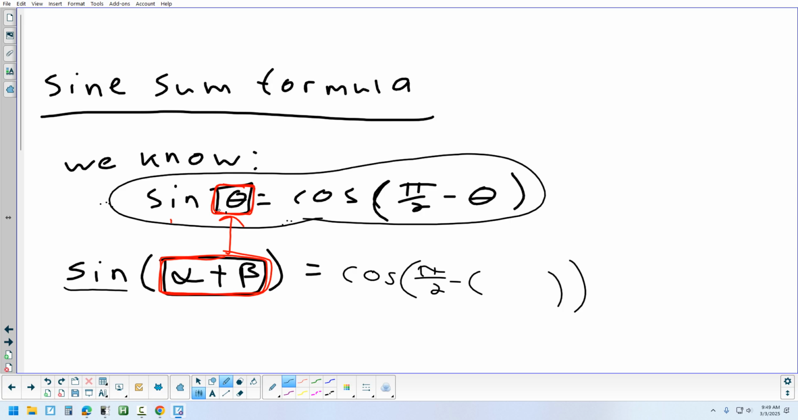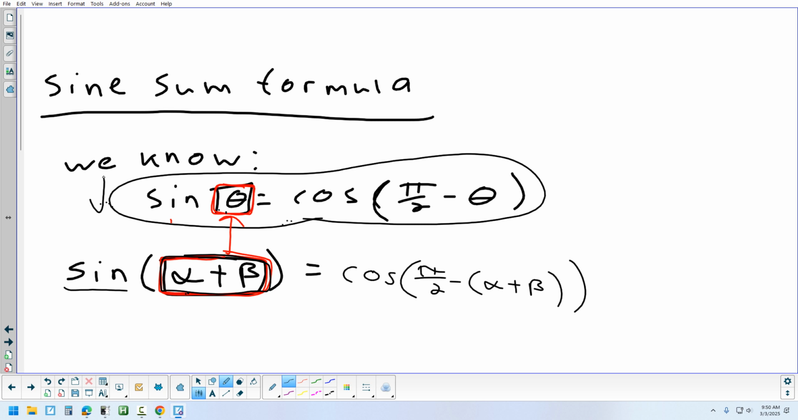In our case, I'm trying to prove the sine sum formula. That's why I put a sum. If I was doing the difference formula, I would have put a difference. So it's pi over 2 minus whatever's in the box right there. That's how you turn a sine into a cosine, and we proved that.